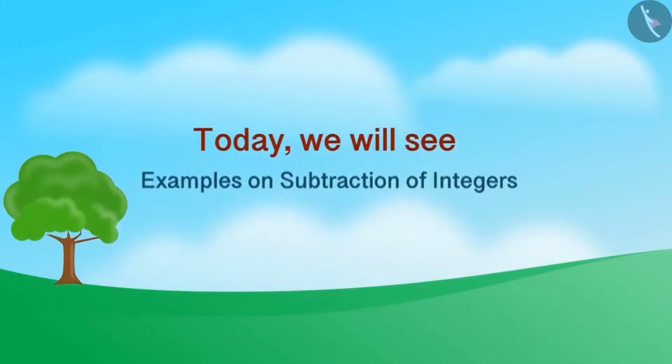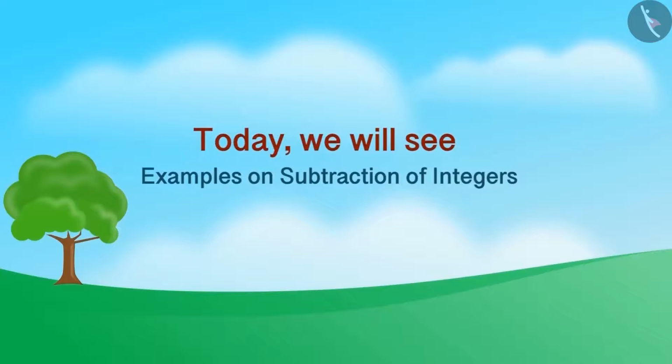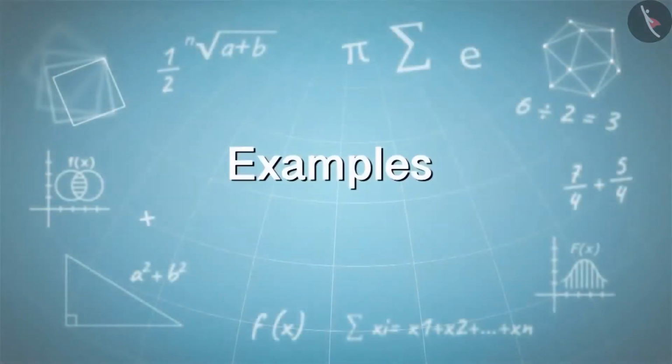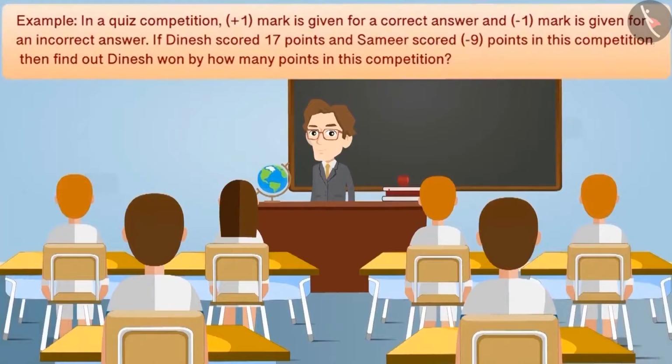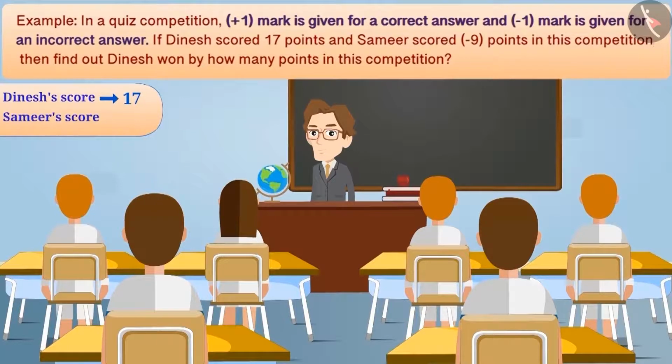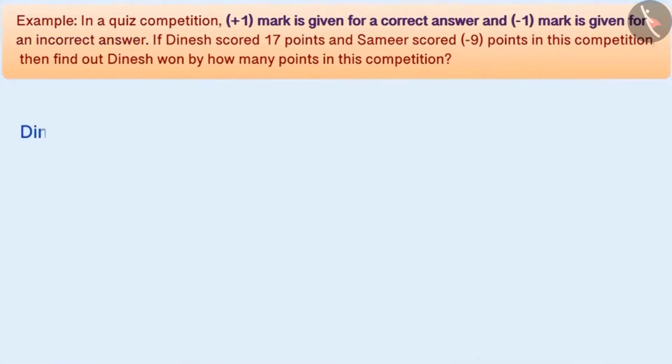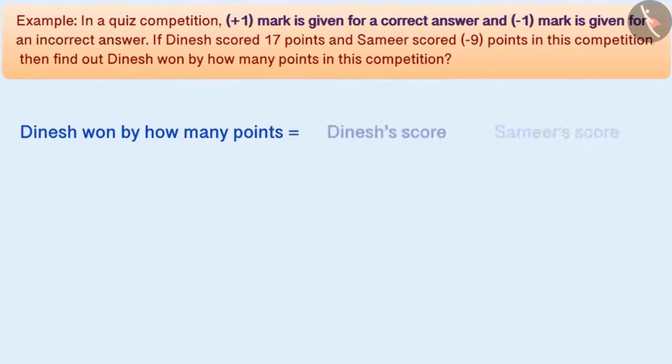Today, let's look at some examples related to subtraction of integers. In a quiz competition, +1 mark is given for a correct answer and -1 mark is given for an incorrect answer. If Dinesh scored 17 points and Samir scored -9 points, then find out how many points Dinesh won this competition by. To find this, we need to subtract Samir's score from Dinesh's score. This means we find the value of 17 minus -9.